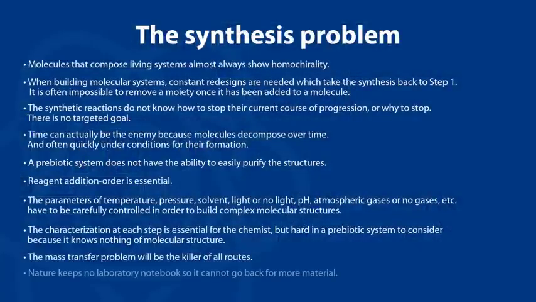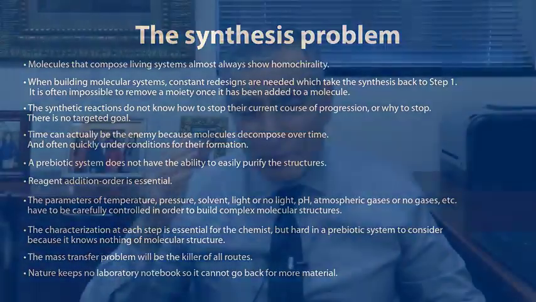Nature keeps no laboratory notebook, so it can't go back and bring through more starting material because it never knows what it had done. So even if it gets to a certain point, it doesn't know how to go back. These are big problems. These are big synthetic problems that are going to plague Origin of Life research. Most of these have never been addressed by any Origin of Life researchers. Why? Not because they haven't thought about it, it's because nobody knows. It's hard to address. These are smart folks that are working in the area of Origin of Life. But these are hard problems to address.